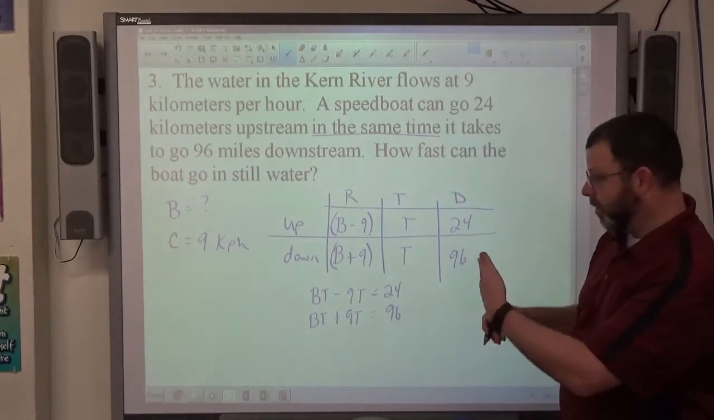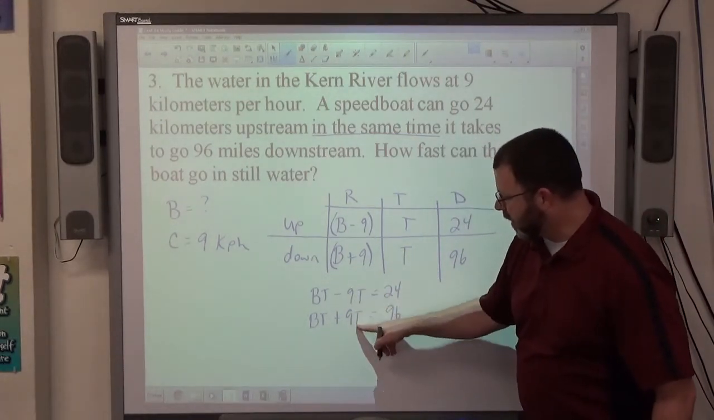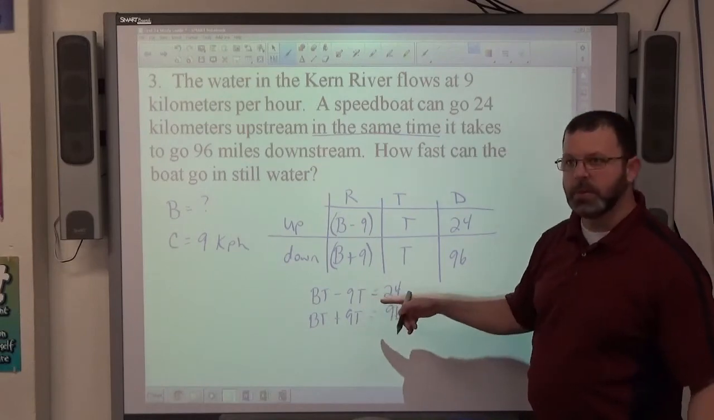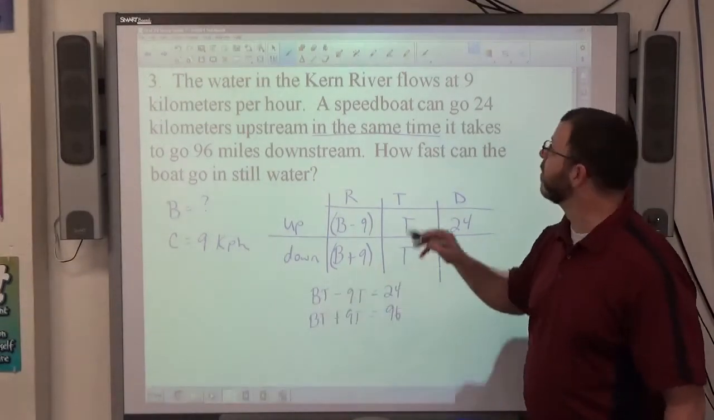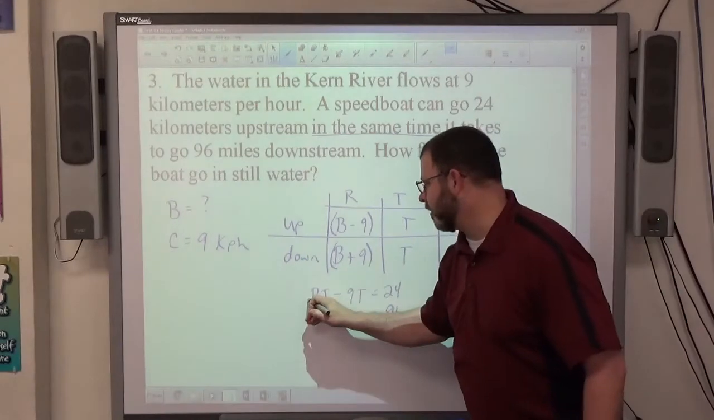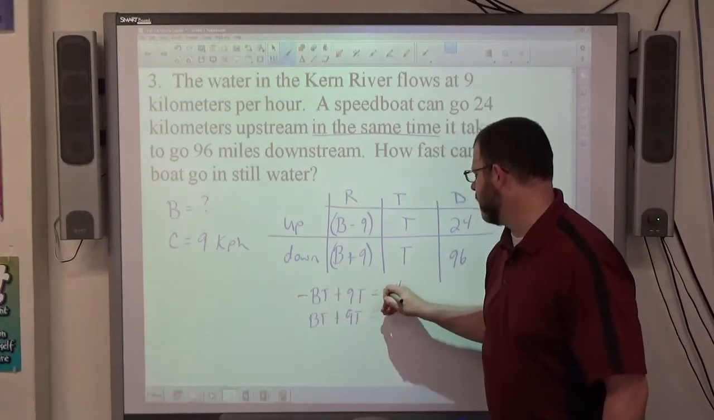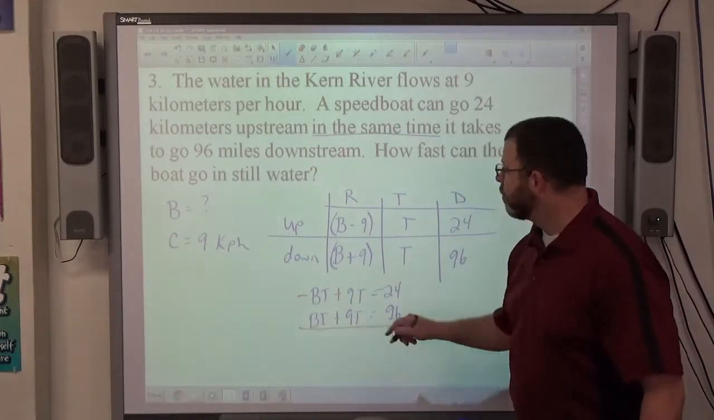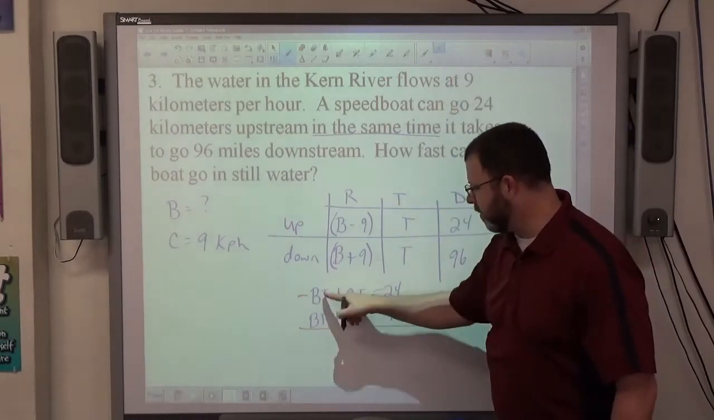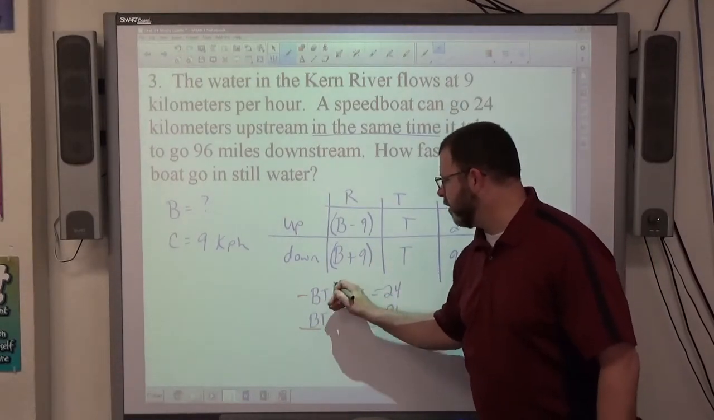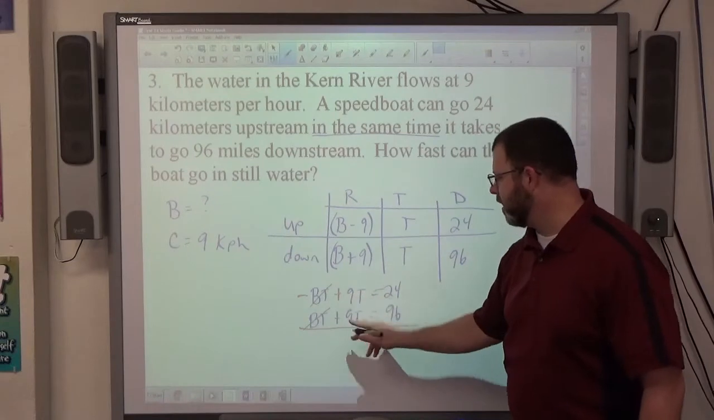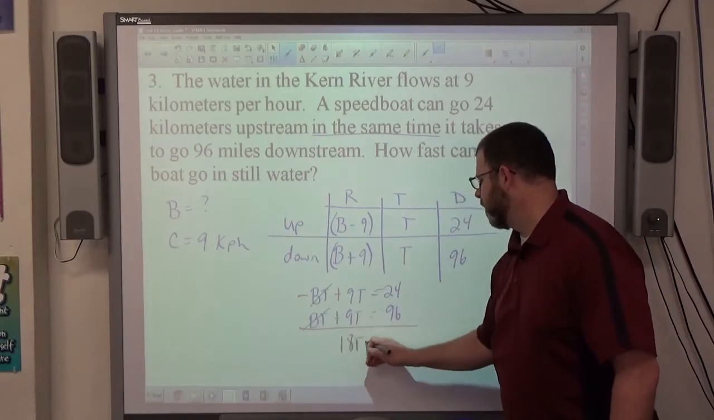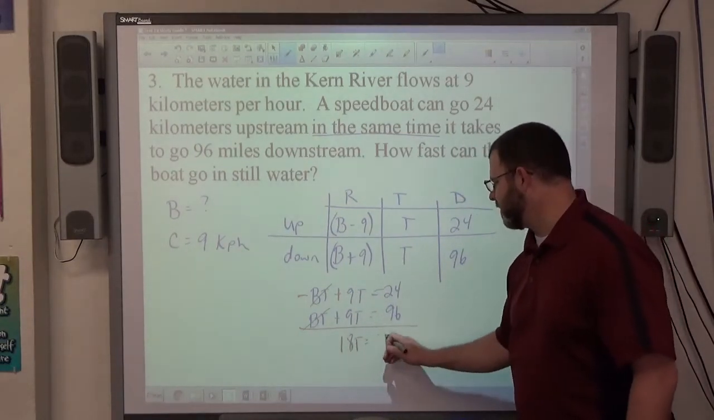This time, unlike the first one, these are set to cancel the variables, but that's the simpler object, one variable versus multiple variables. So I want to change the signs. I want to take the top equation: negative BT plus 9T equals negative 24. So now instead of the T's canceling, the BT's cancel. Negative BT plus BT cancels. 9T plus 9T is 18T. Negative 24 plus 96 is 72.